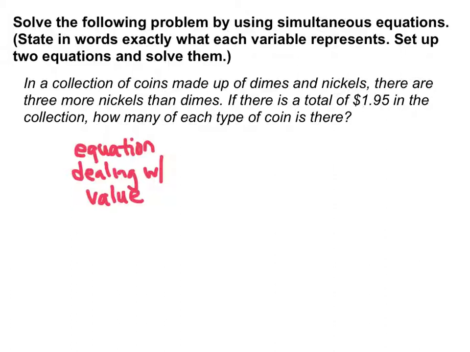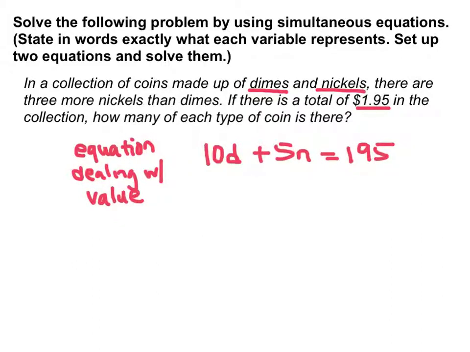So for instance, if we are dealing with dimes, dimes are worth 10 cents. So we'll start off with 10 multiplied by D. And nickels are worth 5 cents. So we'll add 5 multiplied by N to get 195.